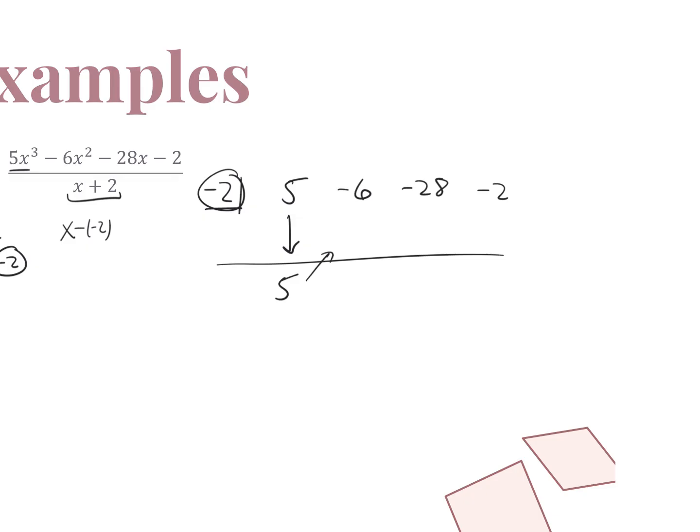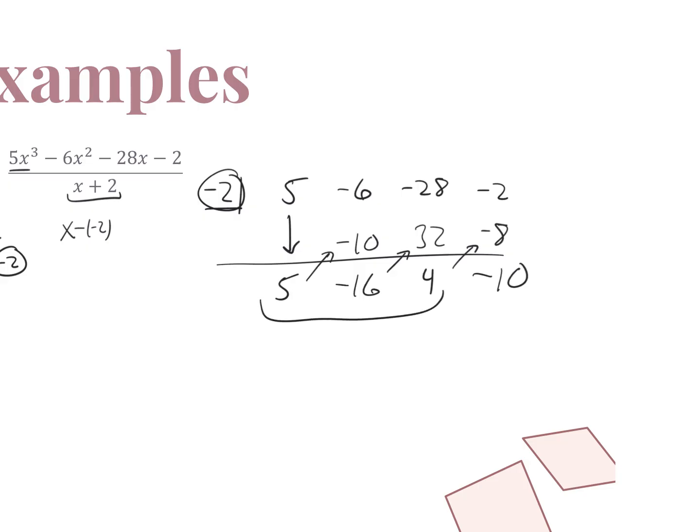And then what goes up here is you multiply that number times the number in the box. So 5 times negative 2 is a negative 10. And the negative 6 minus 10 is a negative 16. And then do the same thing. Multiply negative 16 times negative 2 is a 32. And negative 28 plus 32 is 4. Again, bring that number up top. It's going to be 4 times negative 2, so negative 8. And when you do negative 2 minus 8, that's going to get you a negative 10.